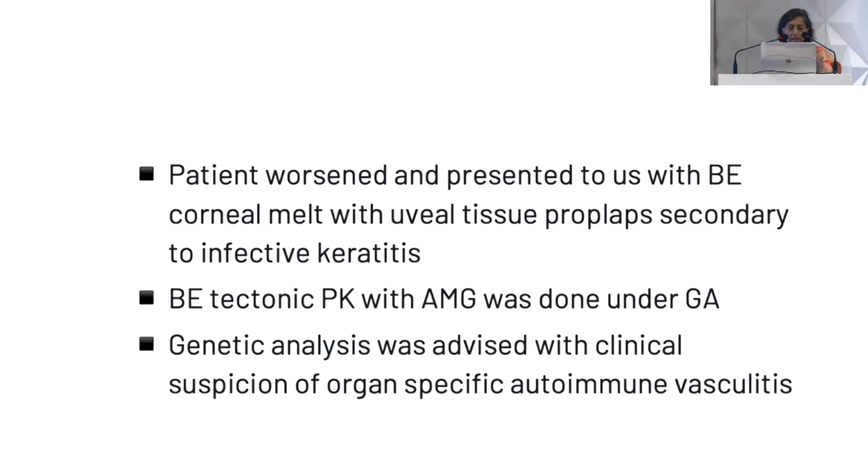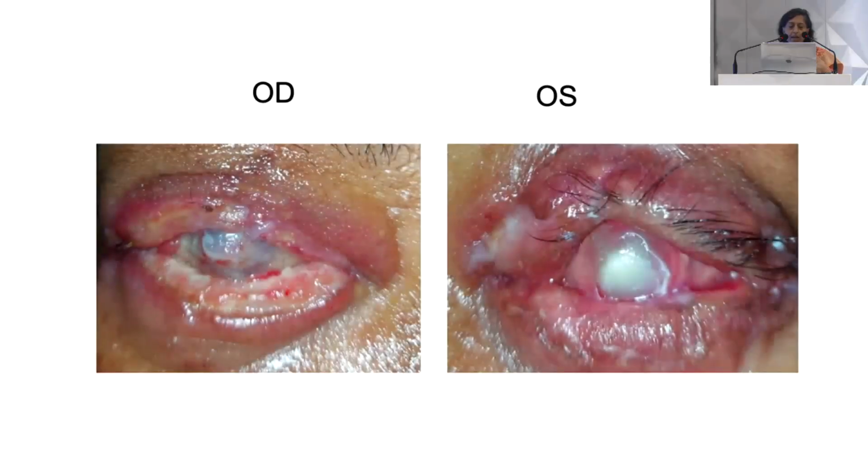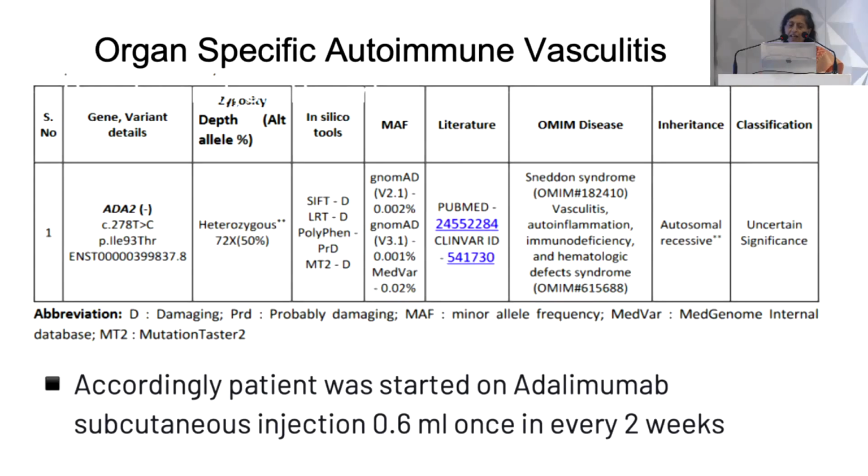She presented with melt, and a tectonic PK with AMG had to be done. Genetic analysis was advised. And this is how she came eventually. She had severe skin involvement, necrotizing, loss of the lids, and then finally a genetic evaluation was advised. She was so sick that we had to do initially just amniotic membrane under topical anesthesia. That was just to save the eye, and subsequently it was coming on and off. And then finally, we got a diagnosis based on the genetic analysis: organ-specific autoimmune vasculitis.